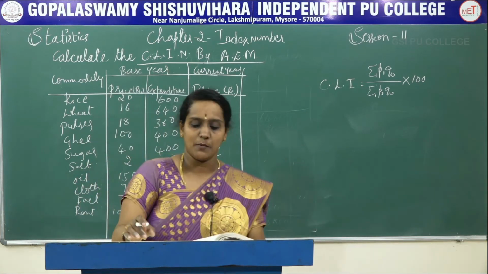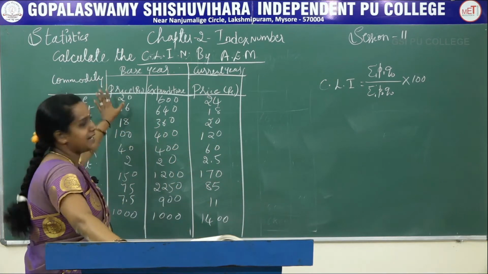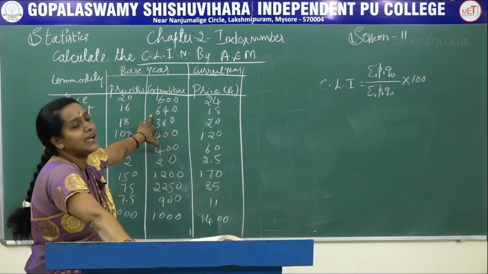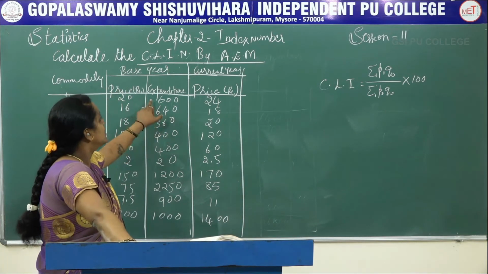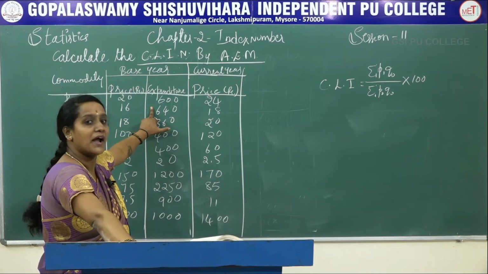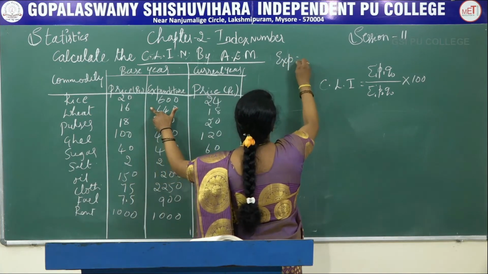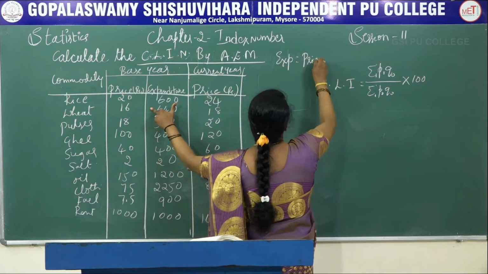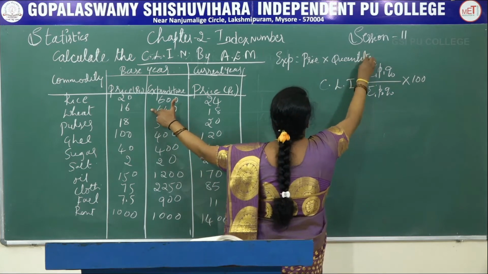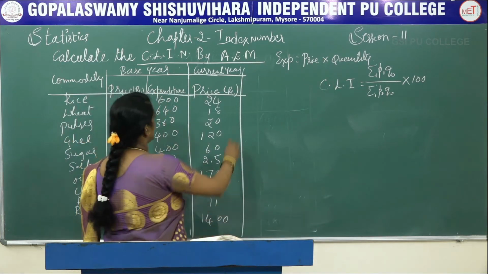See, this is the problem. Again, in this problem we have commodities from our day-to-day lives, with base year price and expenditure and current year price. Here expenditure is given, they have not mentioned the quantity. We know that expenditure is always equal to price into quantity. So now we have to find quantity using this expenditure and the price.